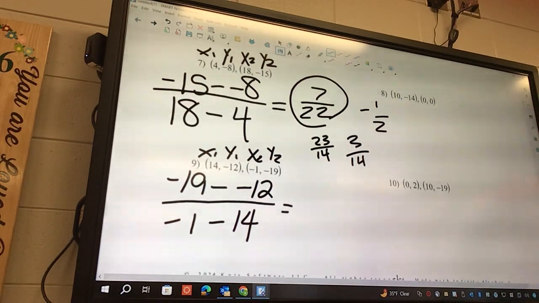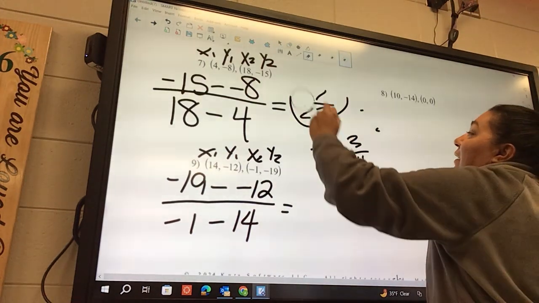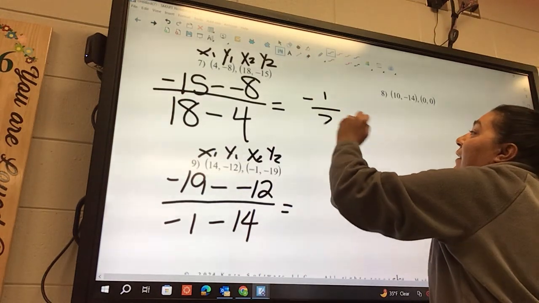Okay, I know that mine's written down correctly. I know that because I just looked at it. I have 7 over 15. I have negative 1 over 2. Okay, so then we're going to go with negative 1 over 2. How do you put it in? Like this. Oh, no, it's negative 1 over 2.